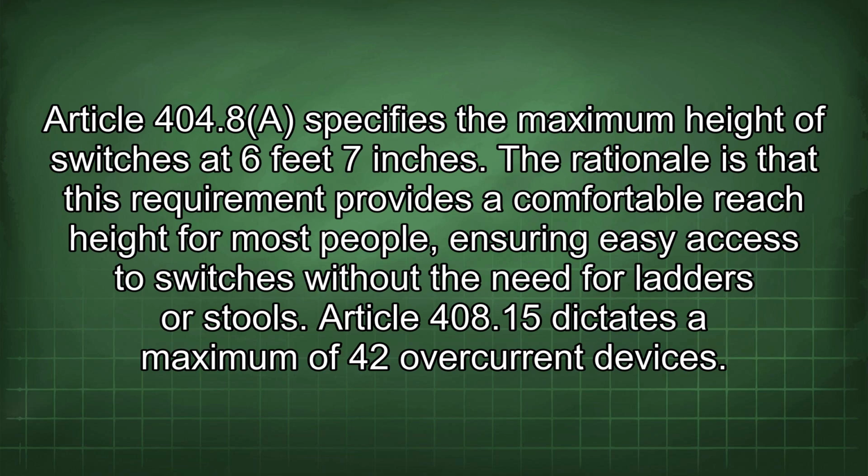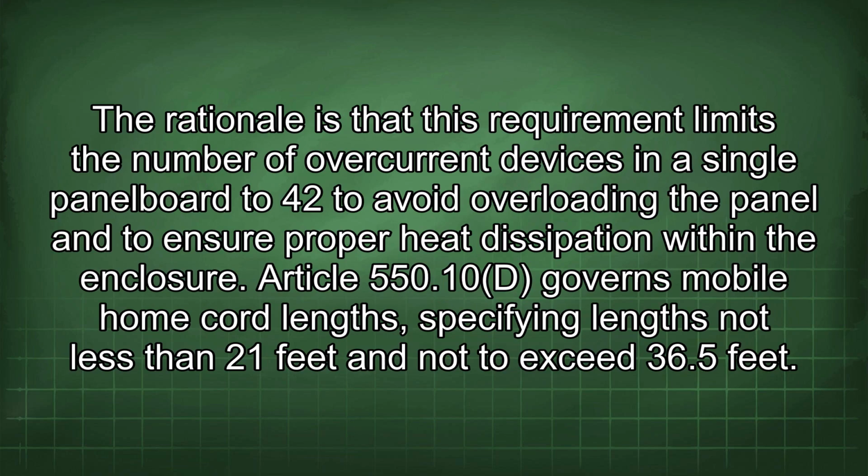Article 408.15 dictates a maximum of 42 overcurrent devices. The rationale is that this requirement limits the number of overcurrent devices in a single panel board to 42 to avoid overloading the panel and to ensure proper heat dissipation within the enclosure.